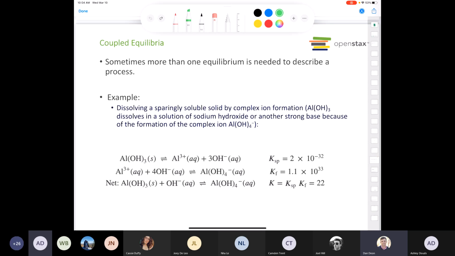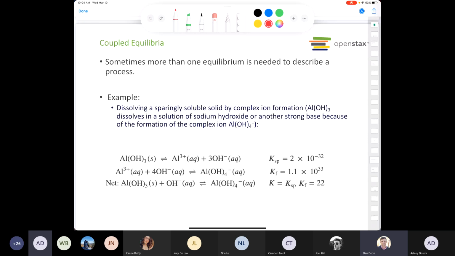The idea is this. Aluminum hydroxide is a pretty darn insoluble compound. So you might be wondering, is there a way I could get more of it to dissolve in a solution? And the answer is yeah. The way you do it is by forming a complex ion. What do you mean, Mr. Dion? Let me show you.